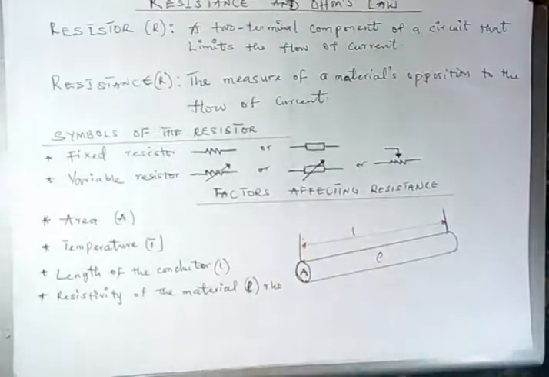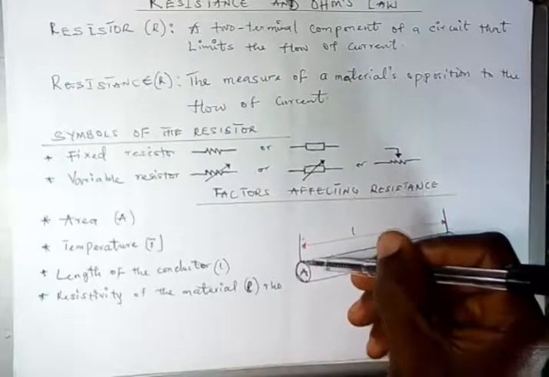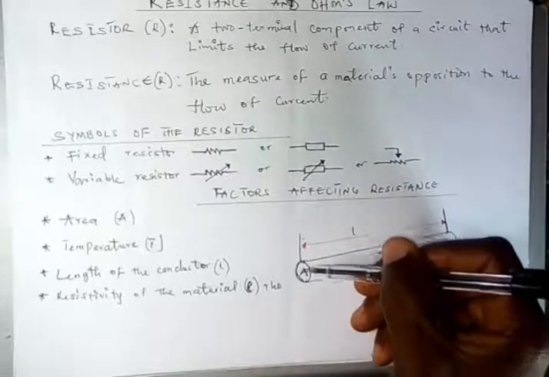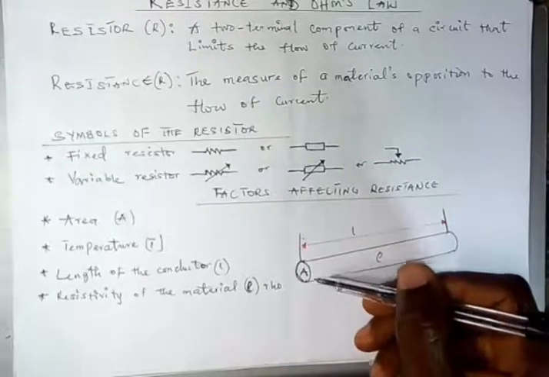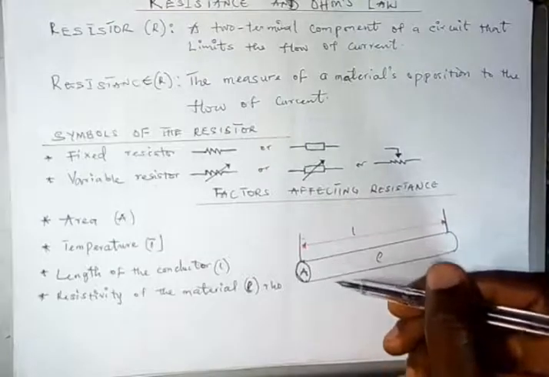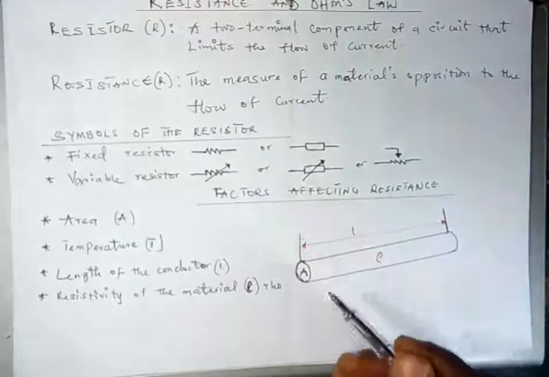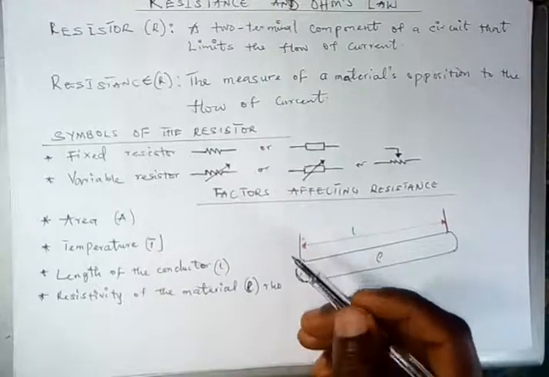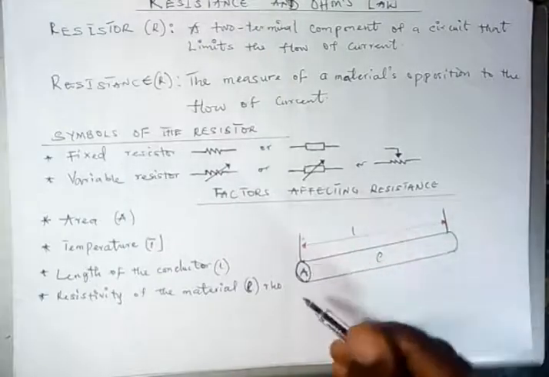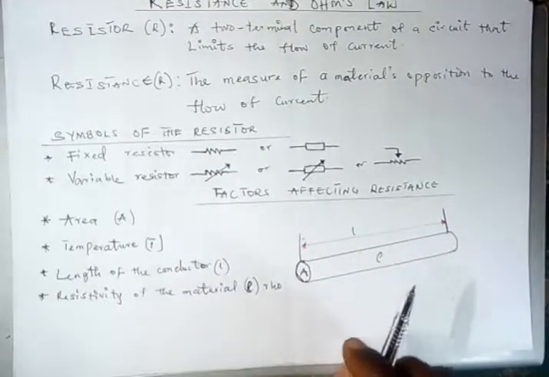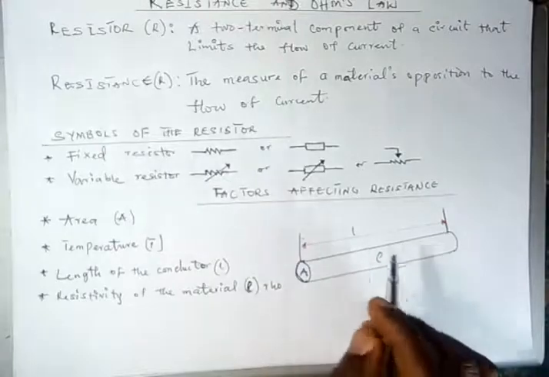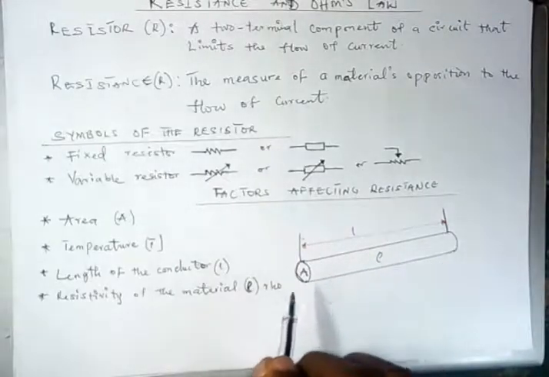It means that if we have a particular water pipe that is very wide, we notice that more water flows easily through it. Compared to a narrow pipe, the current that flows through a narrow pipe, you cannot compare it to the one that flows through a wider pipe. So more water flows through it.